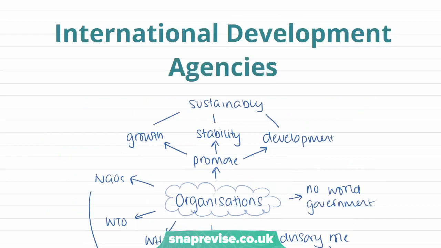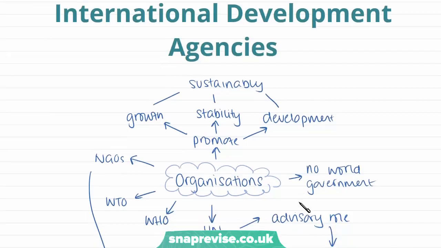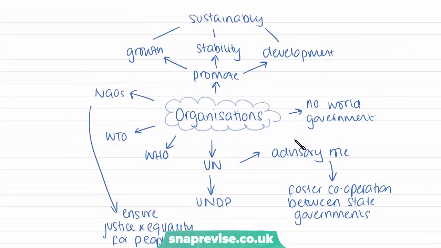So moving on now, we're going to look at the organisations that are responsible for global governance. So these aren't national governments, these are typically organisations that are not linked to governments at all, but countries can be members of these organisations. So these organisations take responsibility for things like promoting growth, stability and development of all regions, and this is all done sustainably. So sustainability is a really key feature in global governance.